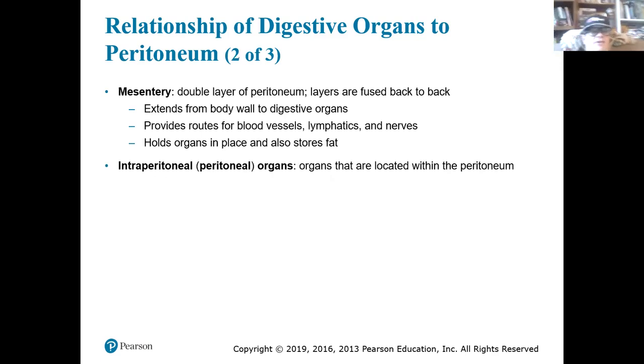The mesentery is a double layer of peritoneum. The layers are stuck back to back. This is from the body wall to the organ. This is special. The blood vessels will be in the mesentery. Nerves could be in the mesentery. And more importantly, it helps hold organs in place and stores fat.